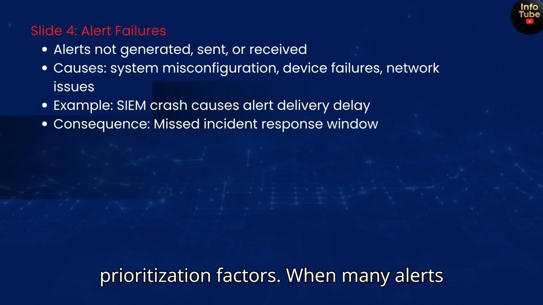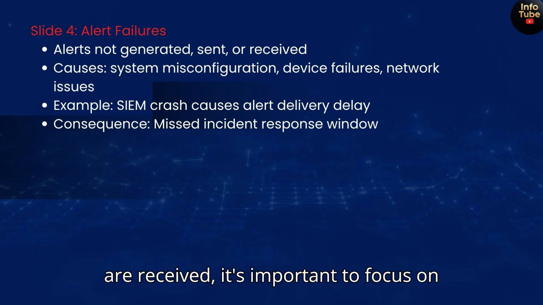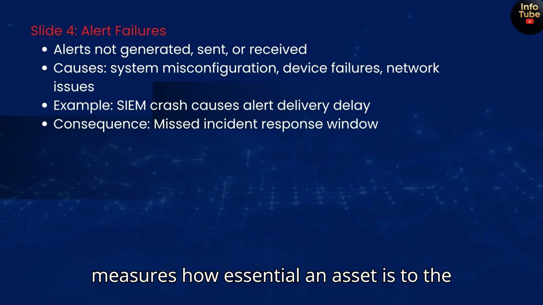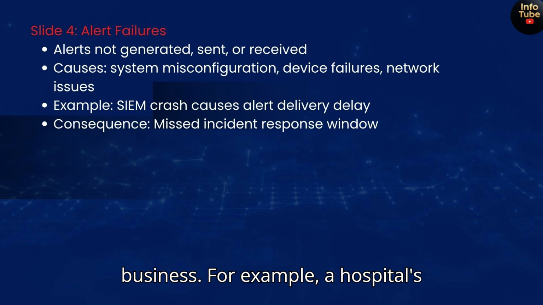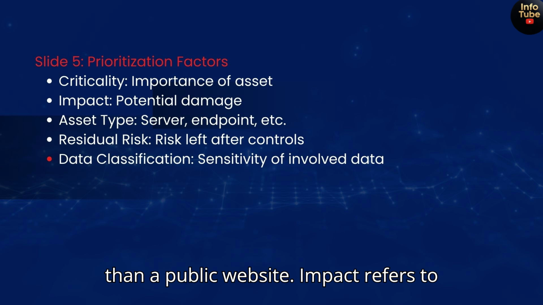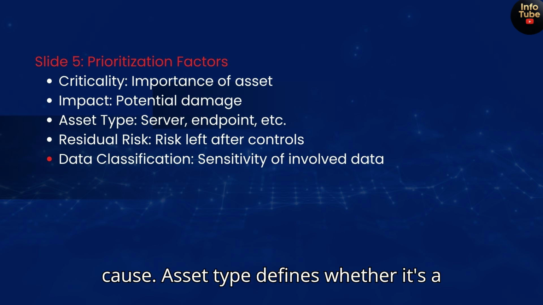Now, let's discuss prioritization factors. When many alerts are received, it's important to focus on the most critical ones. Criticality measures how essential an asset is to the business. For example, a hospital's patient record server is more critical than a public website. Impact refers to the potential damage an attack could cause.